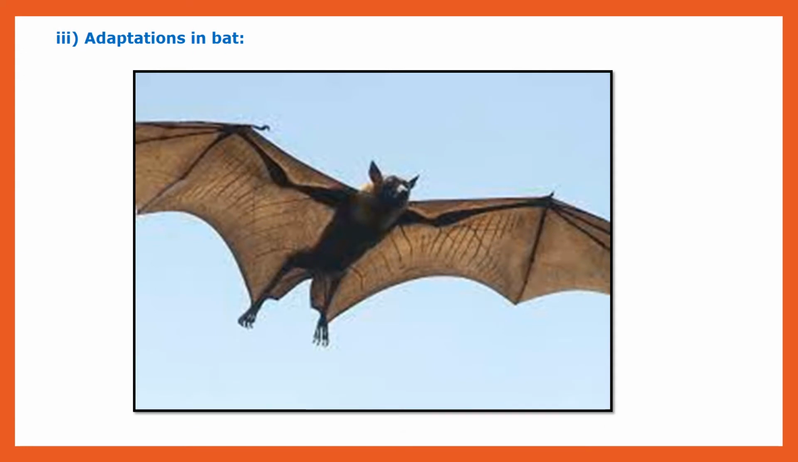Now the next subtype of adaptation is adaptations in bats. There is a presence of thin folded skin in bats, and that is called patagium. So this patagium is present in between the front legs and back legs of the bat. Then this bat has the capacity to hang, means it has the ability to hang. Then bat weight is very light. So these are the adaptations in bats.